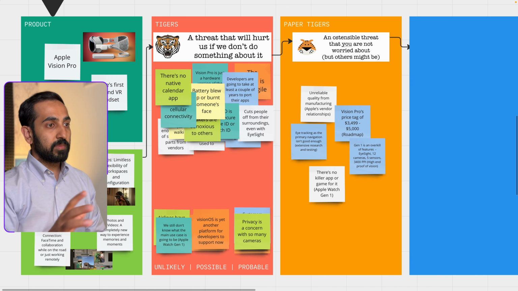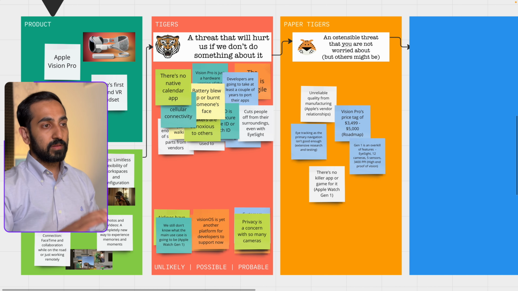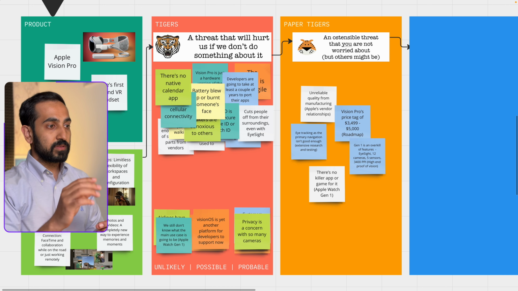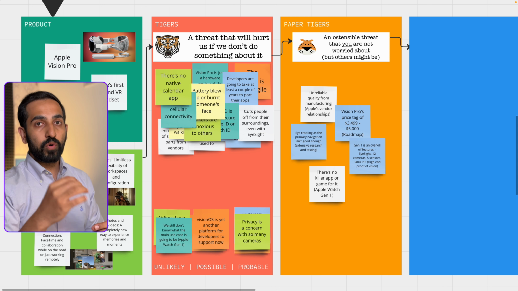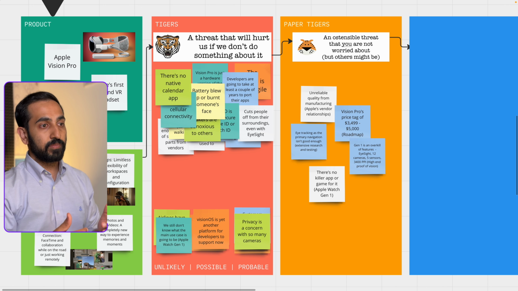Eye tracking as the primary navigation might not be good enough. This could be a threat as seen by other companies or other people. We have done extensive research here, and eye tracking and this new way of interacting with Vision Pro is going to feel like the device knows exactly what you're thinking about before you even do or say anything.